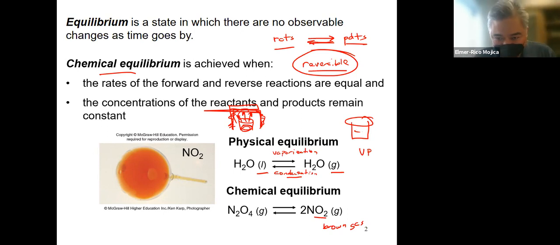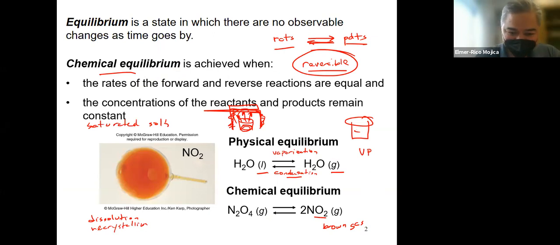In chapter 12, you also attain equilibrium. Remember when you have a saturated solution? What are the two processes that are happening there? You have dissolution and recrystallization. So what is dissolution? Your solute is dissolved in your solvent. What is recrystallization? The dissolved solid recrystallizes back into solid. So when you have a saturated solution, there's an equal rate of dissolution and recrystallization. Again, you have the equilibrium.